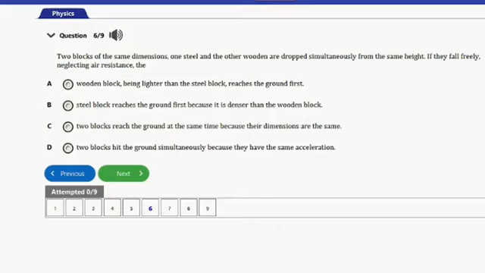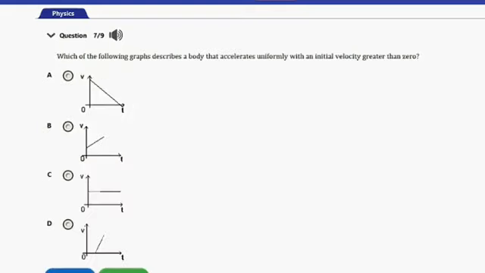So guys, option D is the answer to this question, and that's it for this question. Let's go ahead and consider the next question, guys. So the next question we have here is question number 7. It says, which of the following graphs describes a body that accelerates uniformly with an initial velocity greater than 0?